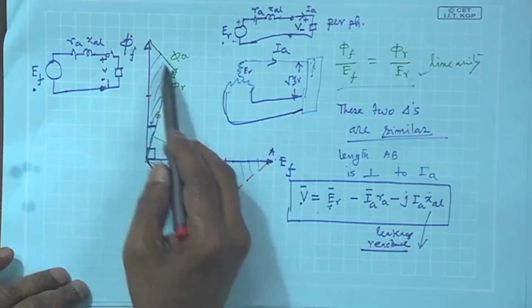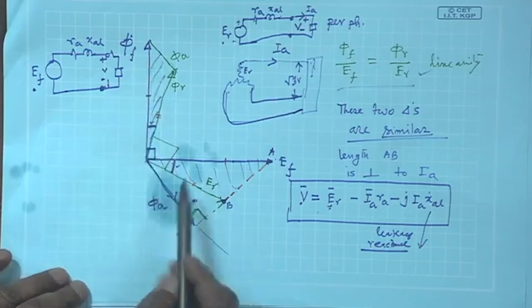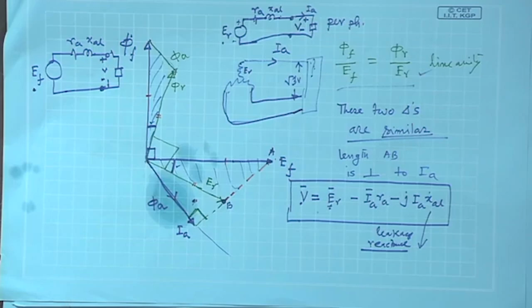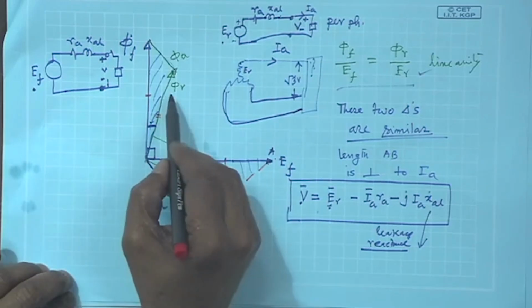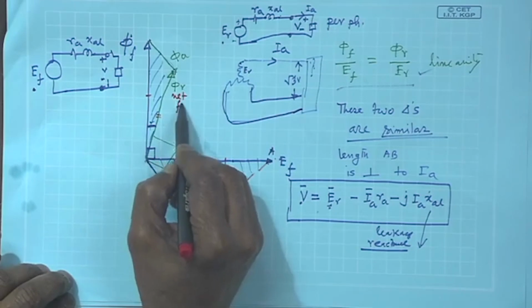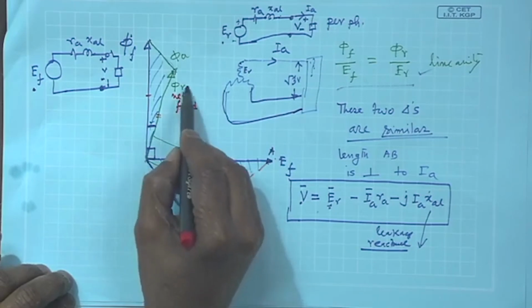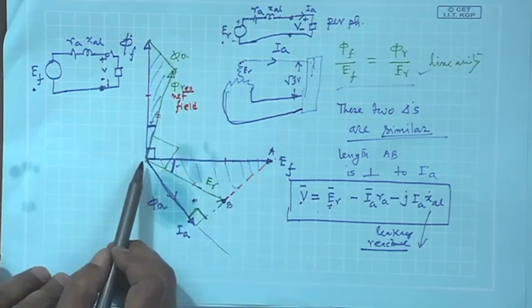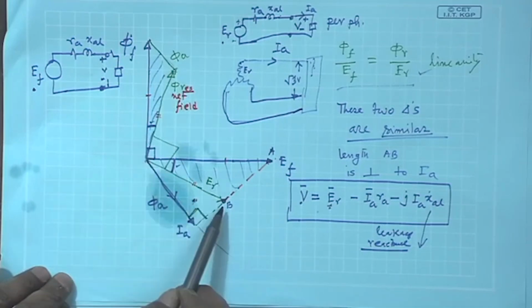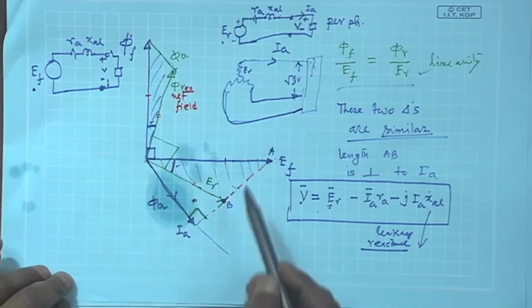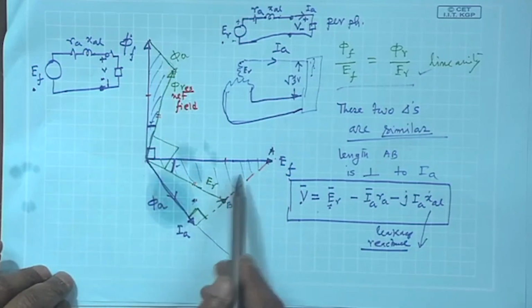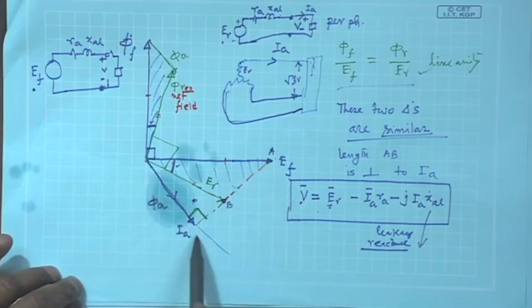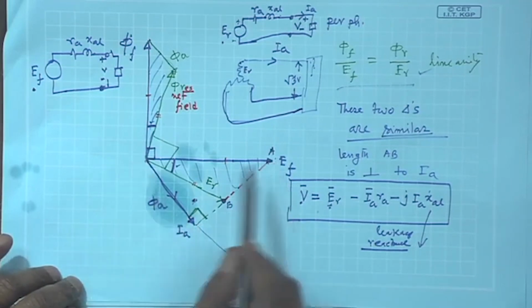So, phi f plus phi a, if you draw parallel to this as I have drawn, you get phi r, the net field present in the machine. This is not the rotor field, but the net, resultant field. So, these two together decide phi r, and therefore E r will lag phi r by 90 degrees. Then I have shown that, considering these two similar triangles, this length A B is perpendicular to your I a phasor.